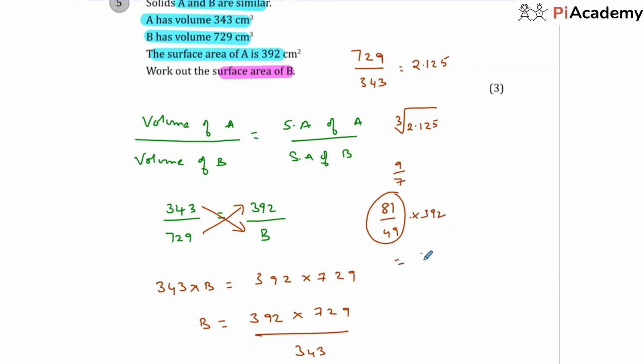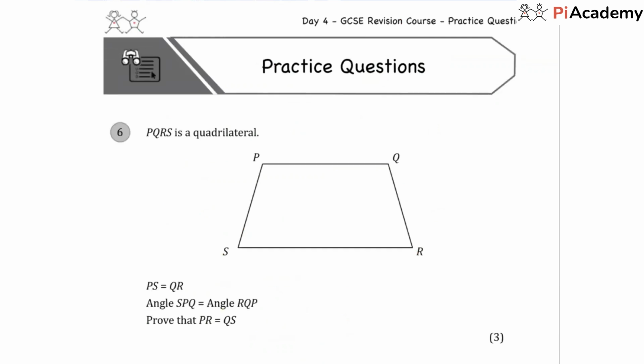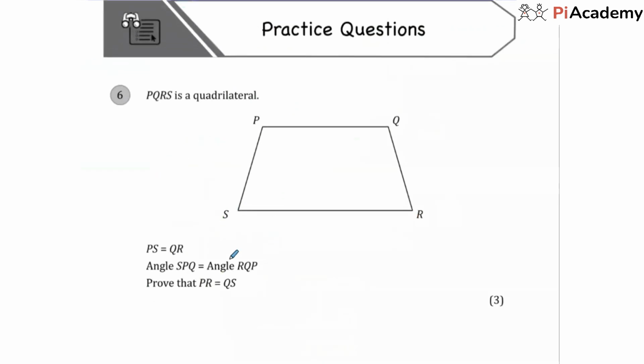Okay. Good. Wonderful. Let's go to the next question, guys. Here we go. PQRS is a quadrilateral. PS is equal to QR. Angle SPQ is equal to angle RQP. These two angles are equal. Prove that PR is equal to QS. Yes, good.